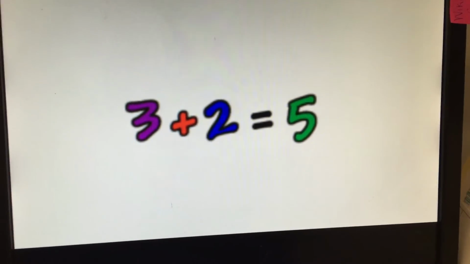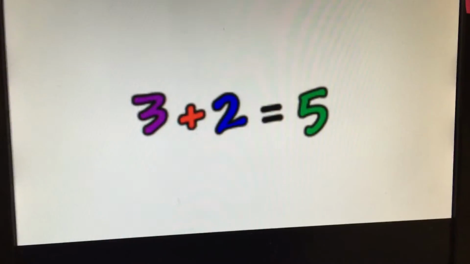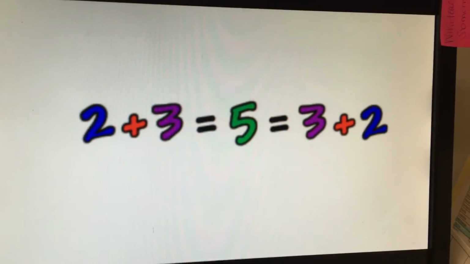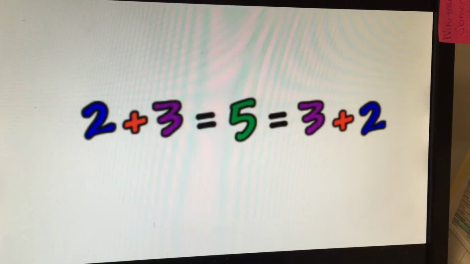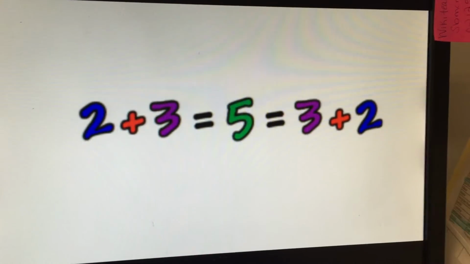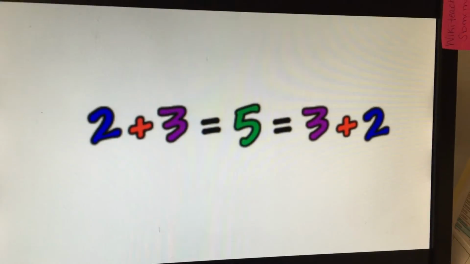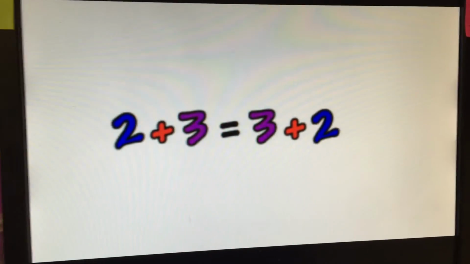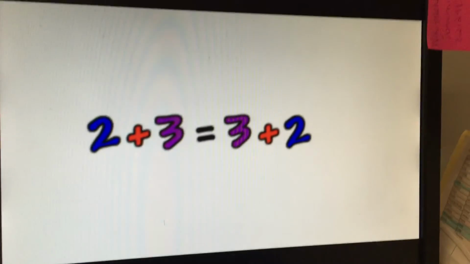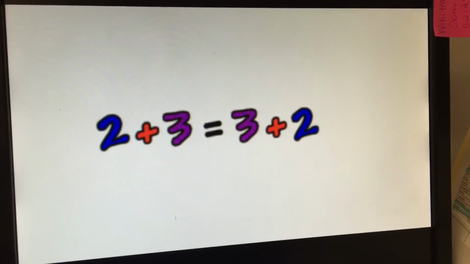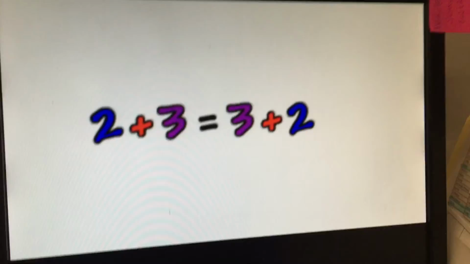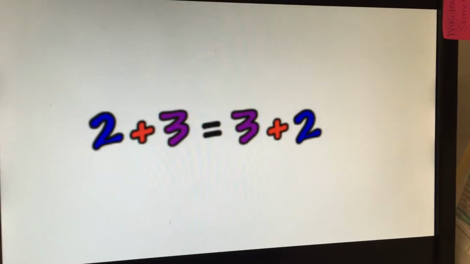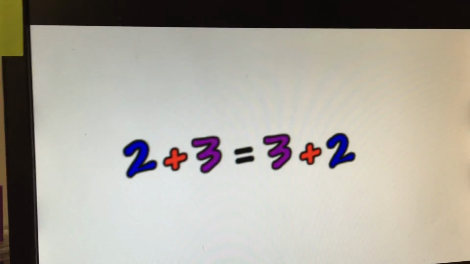Same thing, right? So if both equal 5, then those two things, or those two equations, have to equal each other, right? Basically what we're saying is 2 plus 3 is the same thing as 3 plus 2. Okay? Let's do it with some different numbers now.